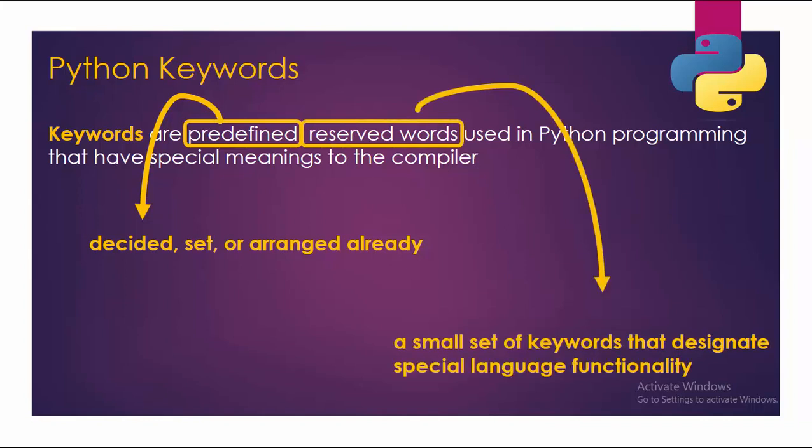Reserved word means a small set of keywords that designate special language functionality. For example, principal in a school is a reserved word and class teacher is again a reserved word. Both have their own functionality and scope.